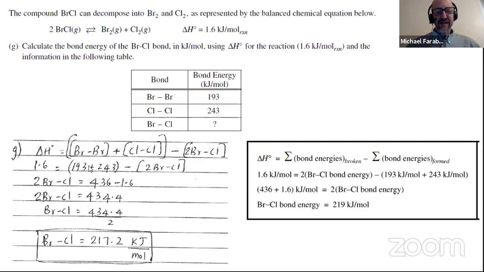Okay, so the 1.6 is correct, but they should have had the 2 times the bond energy of BrCl, which is an endothermic process to break the bond, minus the energy essentially released when the bonds are formed. That's the 193 and the 243. So correct answer, according to the scoring guidelines, is 219, and they did it backwards. Again, common mistake. Just don't fall into that trap on the AP exam. Make sure you understand the difference between delta H of formation and bond energy and how you set that up.